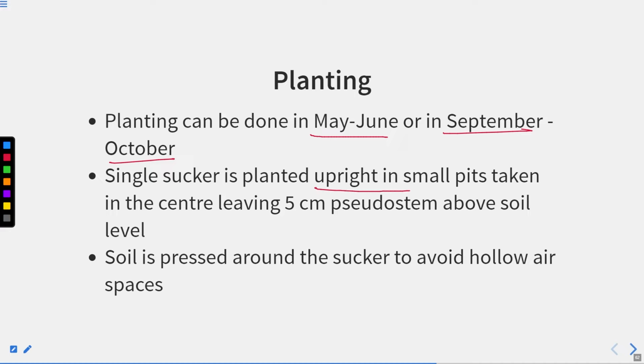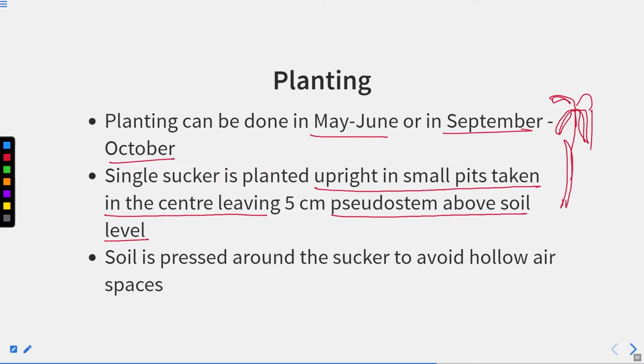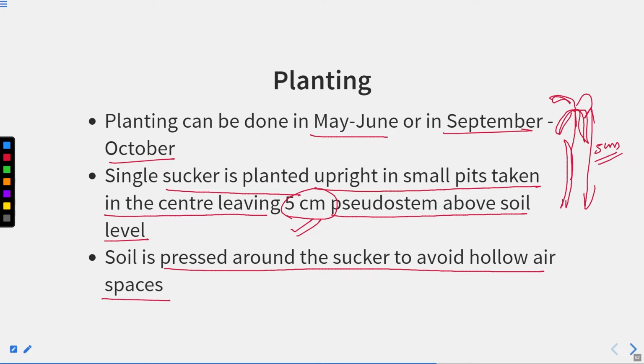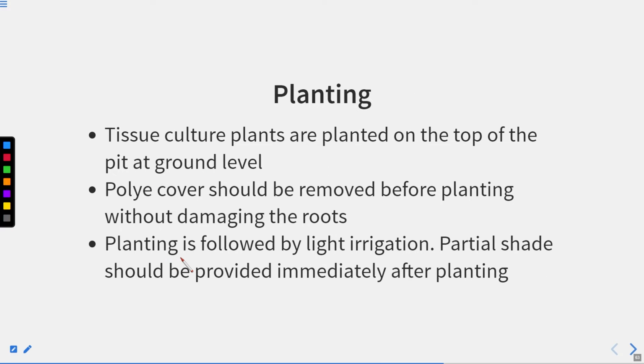A single sucker is planted upright in a small pit and taken to the center, leaving 5 centimeters of pseudostem above soil level. So if the sucker has leaves and the length of this is 5 centimeters, then that can be used for planting. So a single sucker is planted when it is at a height of 5 centimeters. Soil is pressed around the sucker to avoid hollow air spaces. So there should not be any hollow spaces when you are planting the sucker.